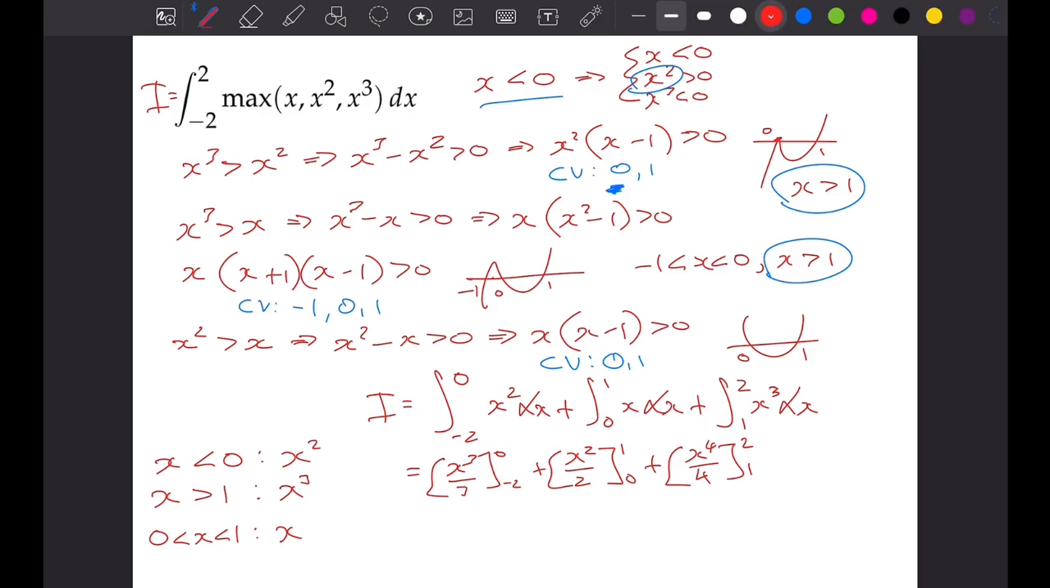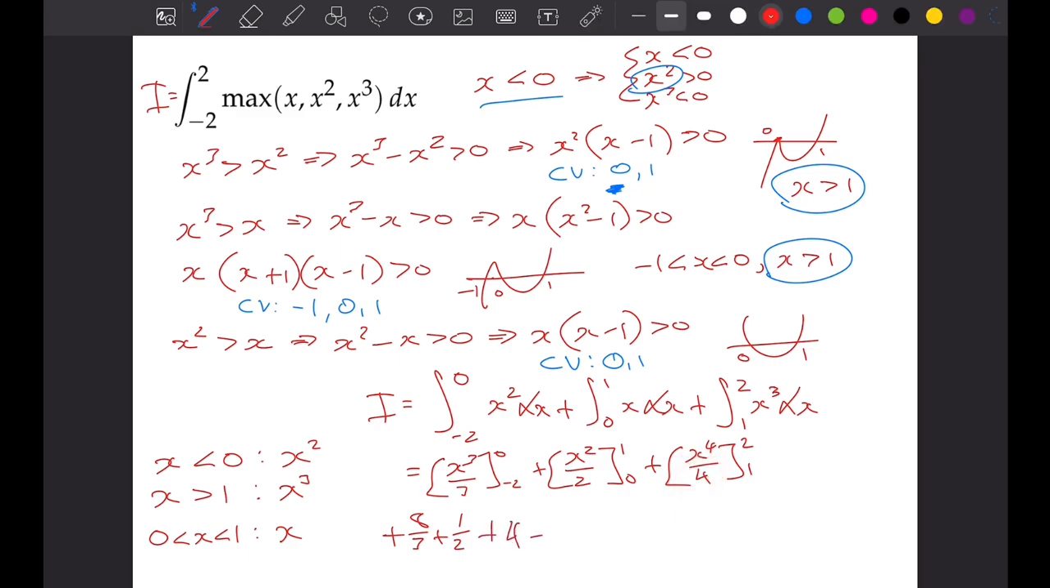So now we need to take away the -2 subbed into this. -2 cubed is -8. Divided by 3 is just -8 thirds. Combined with this negative, it's going to make it positive 8 thirds. Sub a 1 into here. 1 squared is 1. Over 2 is a half. And for the x to the 4 in the end, subbing in the 2. 2 to the power of 4 is 16. Over 4 is going to give us a 4. So add in that one.